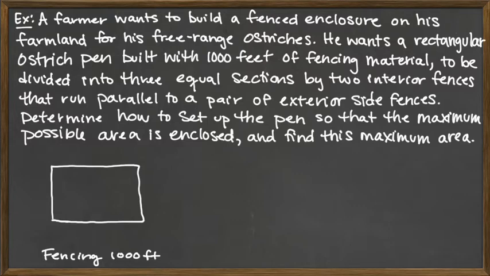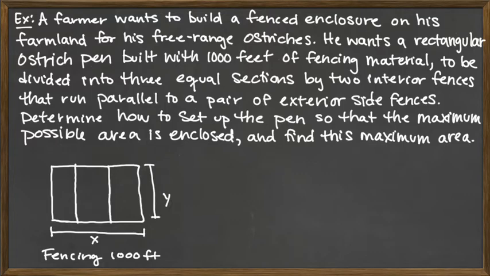Okay, so built with 1,000 feet of fencing material to be divided into 3 equal sections by 2 interior fences that run parallel to a pair of exterior side fences. So that's just helping you be able to draw the picture. And so what they're saying is add 2 of these central fences in the middle of this pen to split the pen into 3 equal enclosures. And we see that those vertical lines that we put in there are parallel to the 2 sides. Okay, so this is the picture that we're looking at, and we definitely need some variables here. So the way that I see this is we have a horizontal dimension here, we can call it x, and we've got a vertical dimension here, we can call it y.